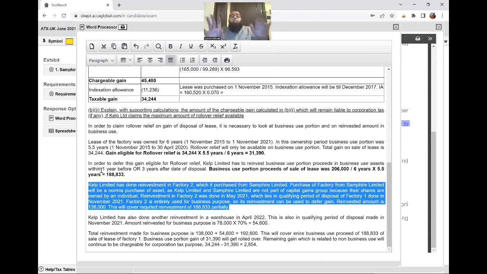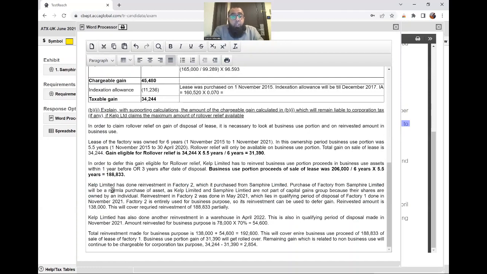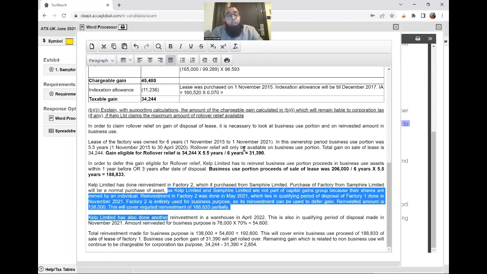Now see, some students might have got confused that Samphire Limited is part of our group. No, it's not part of our group because our parent is Noori, who is an individual. And with individual, there is no group. Okay? From Samphire Limited will be treated as a normal purchase of asset, as Calp Limited and Samphire Limited are not part of capital gains group because their shares are owned by an individual.